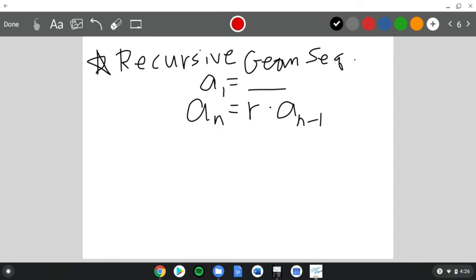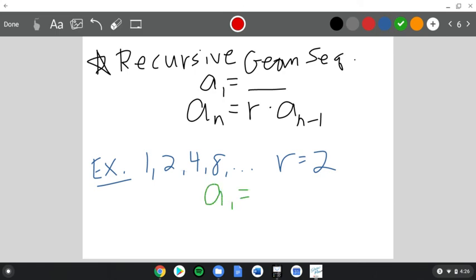So if we want to write a recursive formula for that first list that we had, which was 1, 2, 4, and 8, and we knew that we multiplied by 2 every time, then the formula would be, you list the first term, and then you write a sub n is equal to r, which is 2, times a sub n minus 1. So it's just a plug in, pretty simple. Let's do one more.